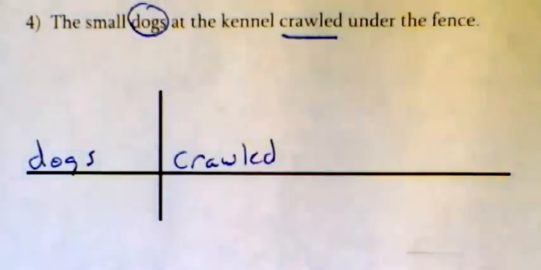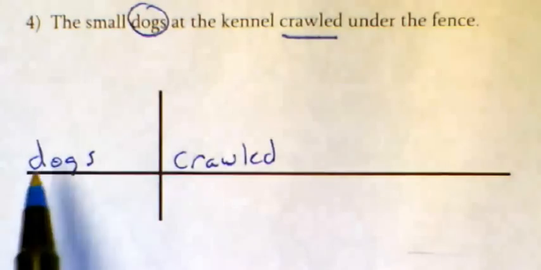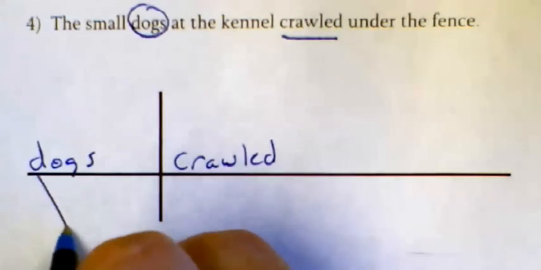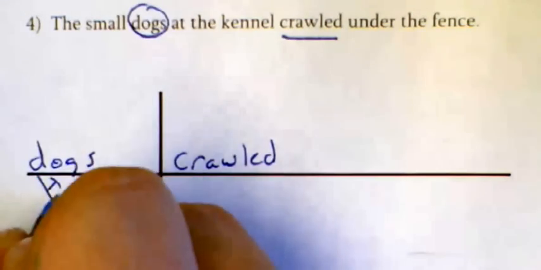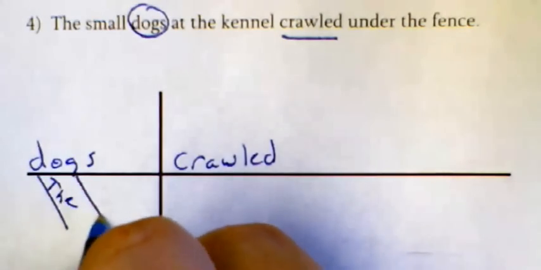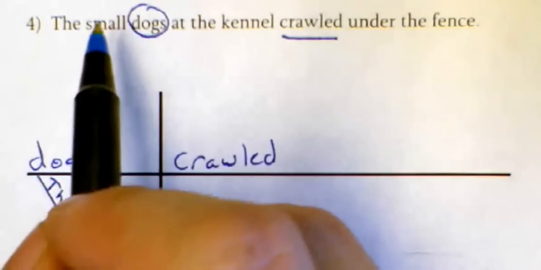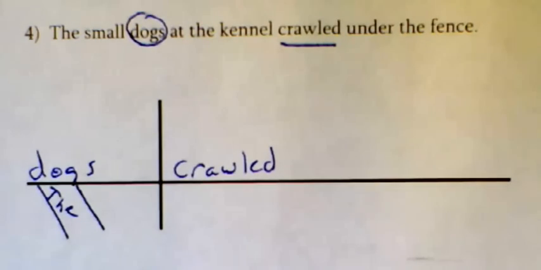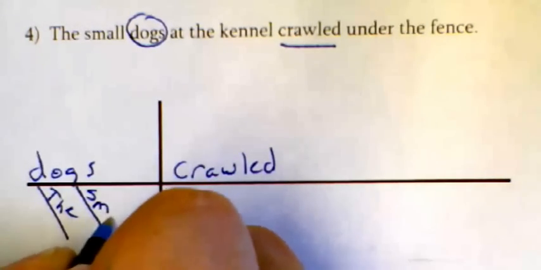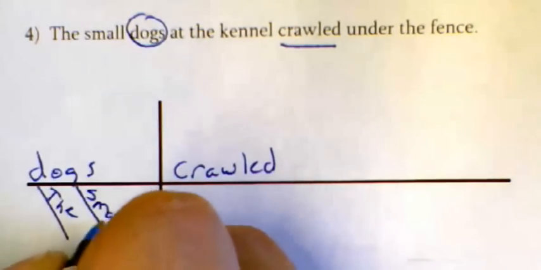Everything else then is acting as modifiers to these two words. The first modifier is the word "the." So I do my slant here. The is modifying dogs. And I have another one that jumps out right at me, another adjective right before the noun. Anytime you have words right in front of a noun, there's a pretty good chance it may be an adjective. So, small is modifying dogs. What kind of dogs? Small dogs.